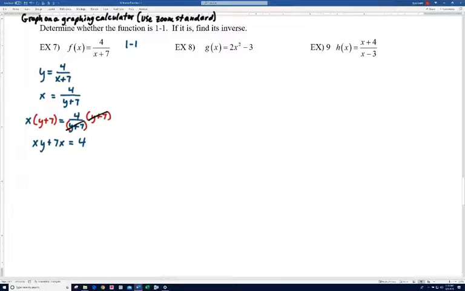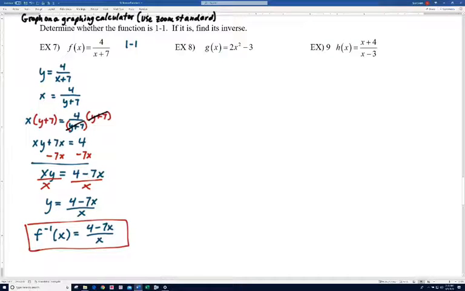Now remember what we were trying to do. We need to solve for y. That means I want to get rid of the 7x term next. So I get xy is equal to 4 minus 7x. And finally, to solve for y, I need to divide by x. And so we're going to get 4 minus 7x all over x. Now don't forget, we need to change back to the function notation. All right. Let's move on to number 8.